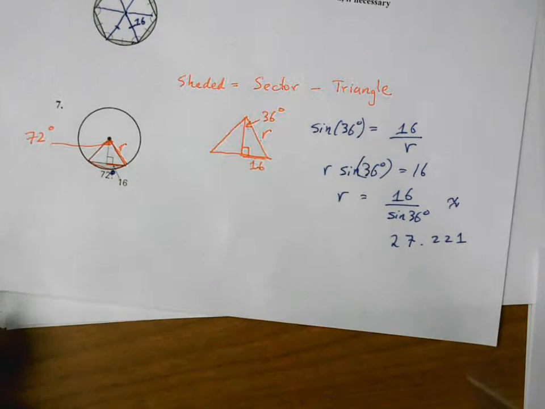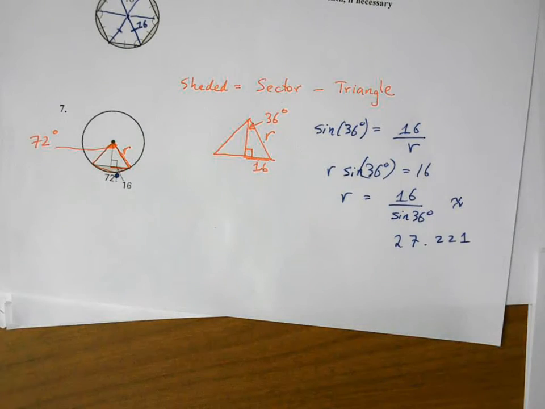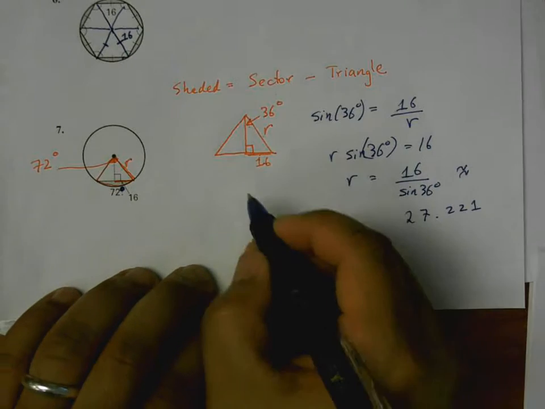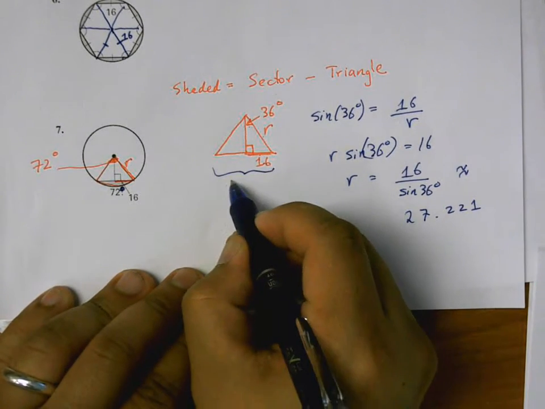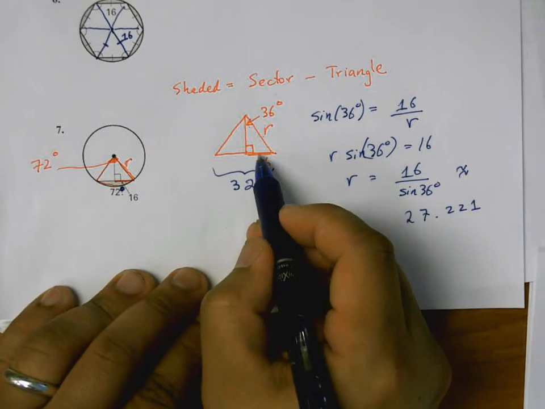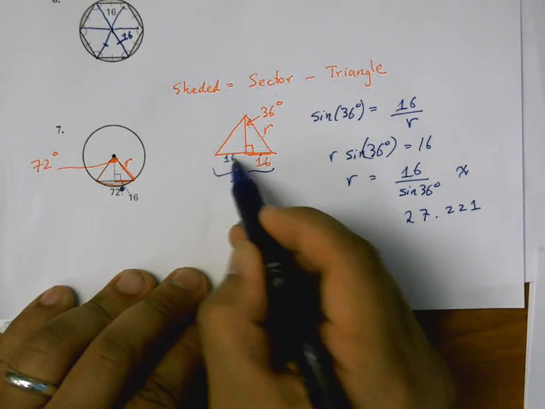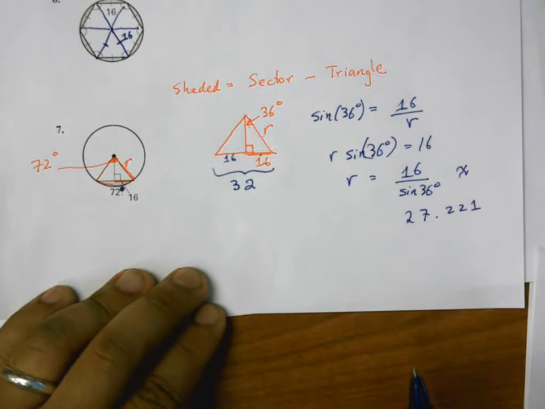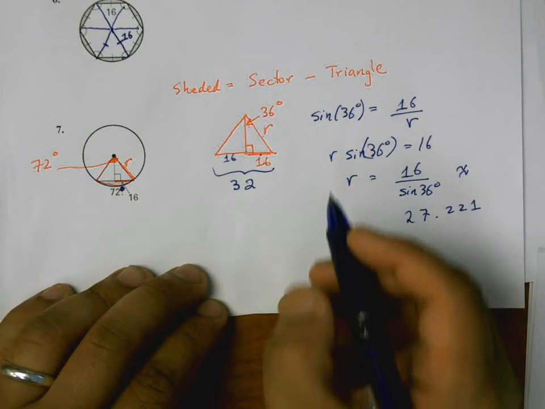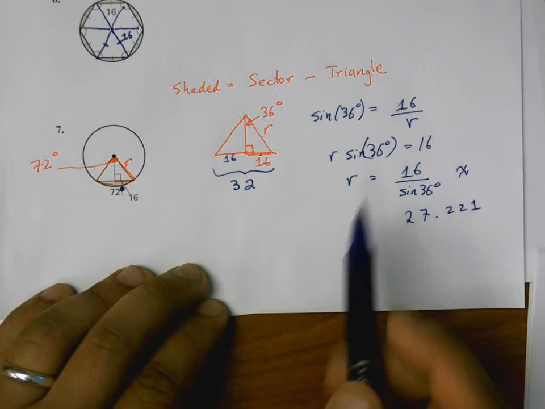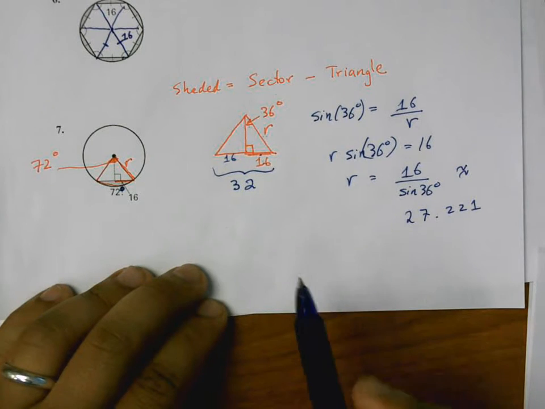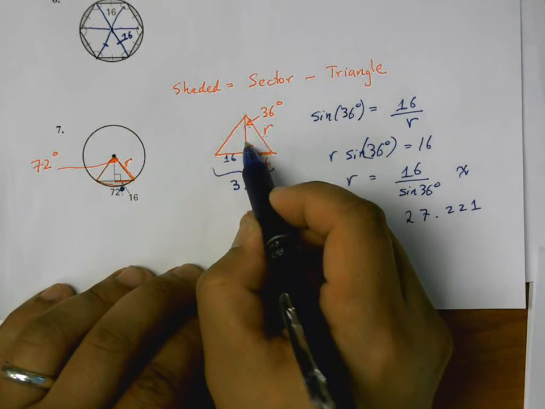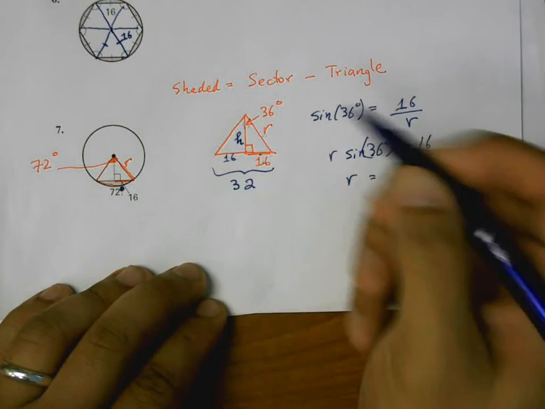Okay. So knowing that we have R now, we can figure out the area of the sector, and then the area of the triangle. And I think it might be easier to find the area of the triangle first. Well, the triangle has a base of 32, because if this is 16, then this is also 16. Now to find the height, you could either use the Pythagorean theorem, because you know 16 and you know R, or you could use another ratio. So we can also use the cosine ratio here. This is the height.